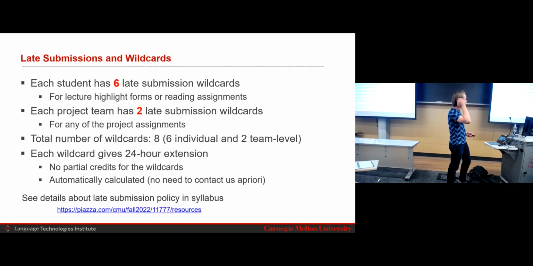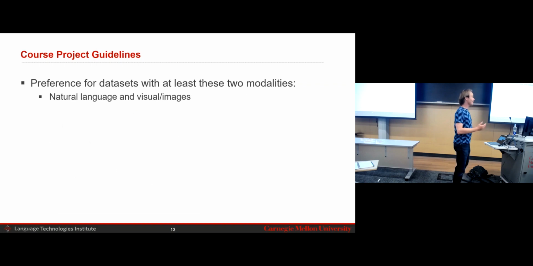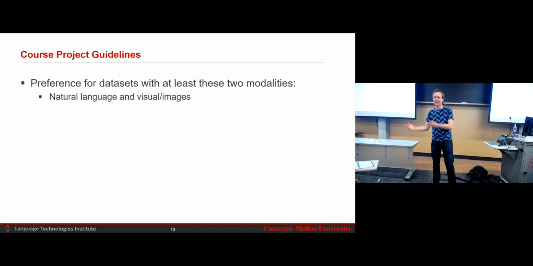And for the details, the syllabus is a relatively long document. It is on Piazza. It is also available on Canvas. So take a moment to read that. I know it's a lot of reading. So, the course project. It needs at least two modalities. I mean, it's multimodal after all. So if it's language and then another language, yeah, multilingual is really interesting, but it's still unimodal.